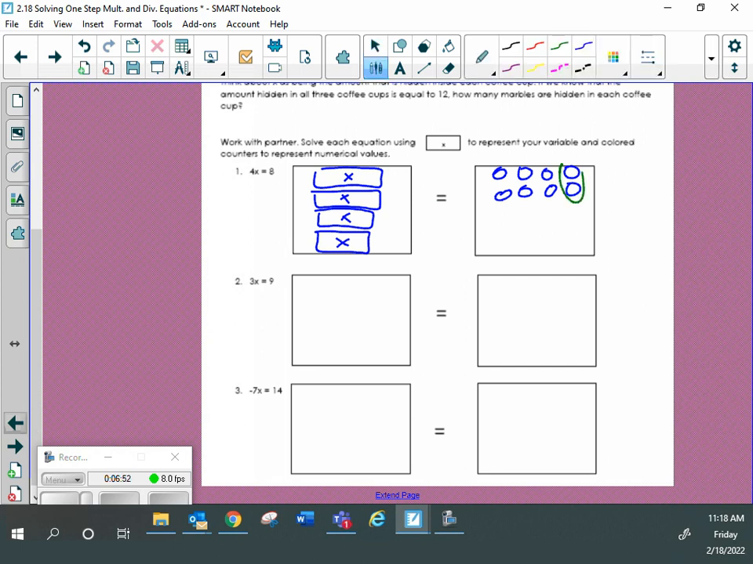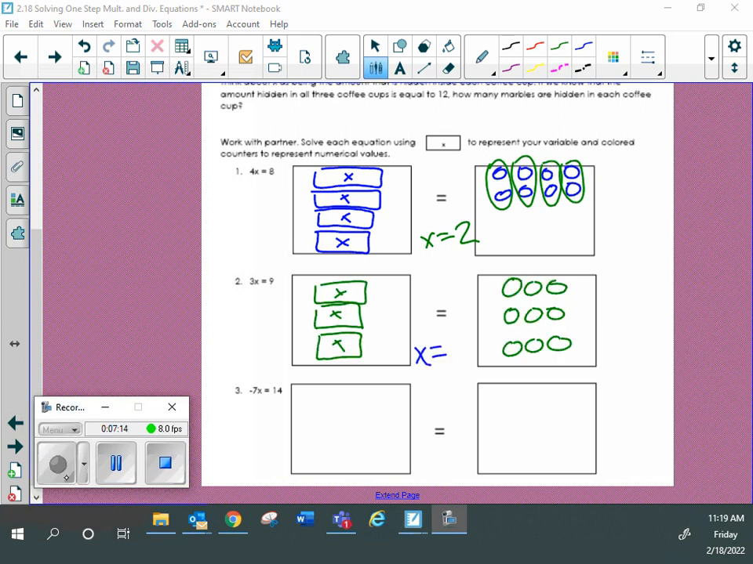Good. Exactly, because Ms. Otto said we're going to split. What operation is splitting? Division. So I'm undoing the multiplication with division. Okay, so X is equal to 2. Do the next one, right?